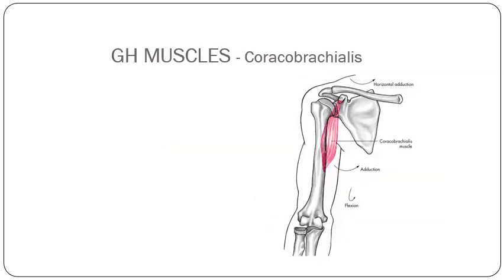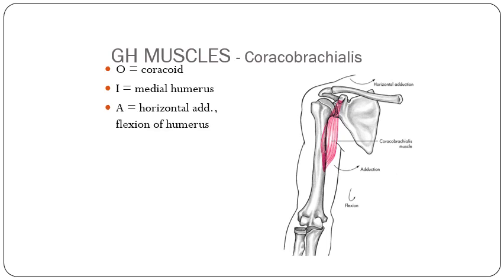The coracobrachialis. So again, I always say there's something to a name. Sometimes when you look at the name of the muscle, you've got to find different ways to remember things. Well, this is a really good example of the name meaning something. Its origin is the coracoid process. It inserts on the medial humerus. So coracobrachialis, the brachial region is the upper arm. And it horizontally adducts and flexes the humerus.